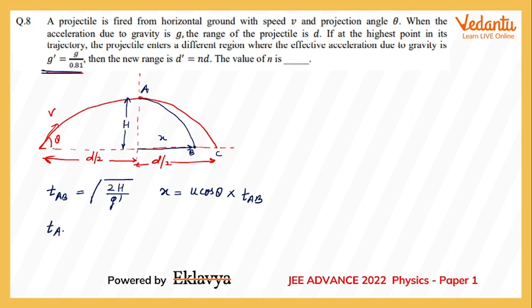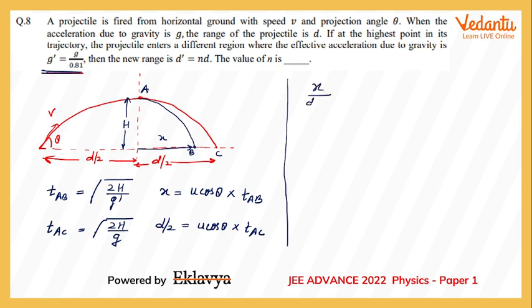Similarly, if I write the value of T_AC, that is the time taken by the particle to travel from A to C, then it would have been root of 2H by g, and in that case d by 2 would have been equal to again u cos theta into T_AC. So I plan to take the ratio of x and d by 2, because when I do that, u cos theta gets cancelled, and I simply have to take the ratio of these two times. Again 2H gets cancelled, so I'm left with root of g by g prime.